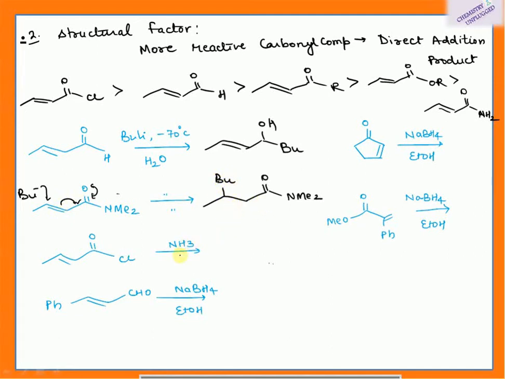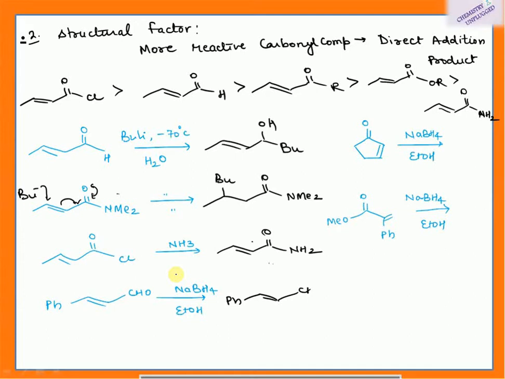Next example is if we are using ammonia and here an acyl chloride, it is very reactive, so it will show direct addition. This Cl group will be replaced, it will act as a leaving group when this carbonyl group comes back, and NH2 will attach here. Then we are using NaBH4 and we have an aldehyde group here, it is an enal, right? So enals are very reactive, so it will show direct addition. Now you don't need to remember that in case of alpha beta unsaturated aldehydes, NaBH4 will not attack on the double bond, while it can attack on the double bond of alpha beta unsaturated carbonyls.